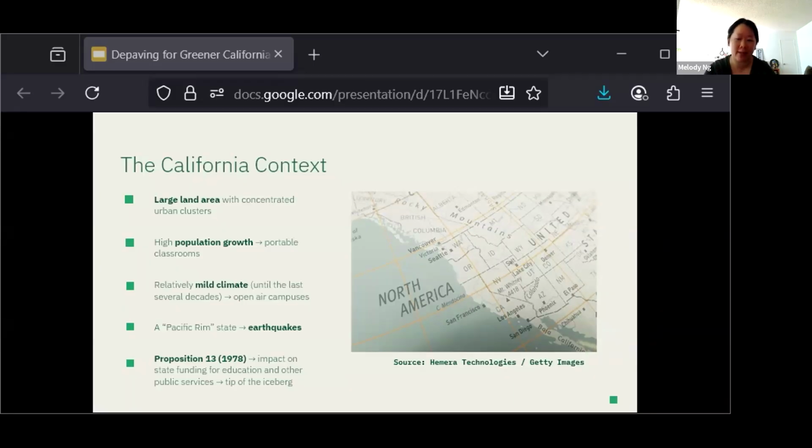California is also a Pacific Rim state, meaning that earthquakes are an ever-present threat and need to be considered in building construction and maintenance. And lastly, Proposition 13, a constitutional amendment that capped property taxes and limited property assessment increases, has reduced local property tax revenues for education and other public services. However, Proposition 13 is only the tip of the iceberg for how school finance has affected spending in California schools, as you will soon learn. All these factors come into play when trying to understand why schools are designed the way they are and why there's so much hard surfacing in them.